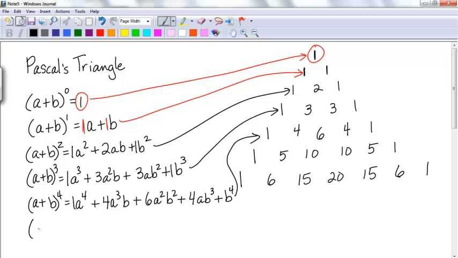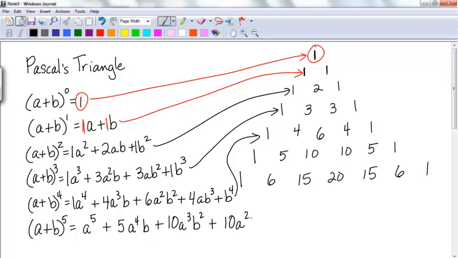Okay, last one that we're going to do, a plus b to the fifth. If we expanded it out, we would end up with a to the fifth plus 5a to the fourth b plus 10a to the third b squared plus 10a squared b to the third plus 5ab to the fourth plus b to the fifth. And if you look at the coefficients, we'd end up with 1, 5, 10, 10, 5, 1, and that's this next row.